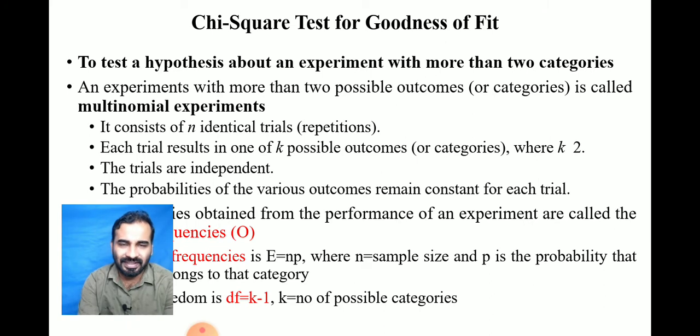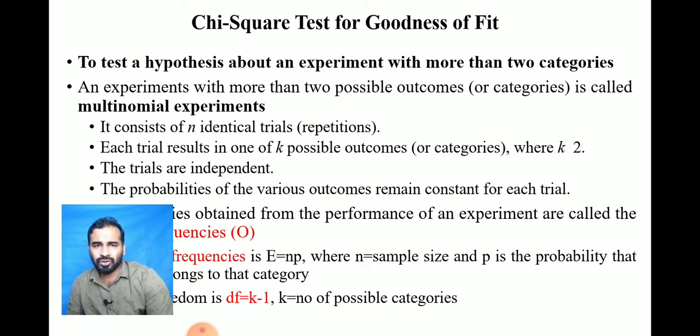Then we discussed the binomial experiment earlier. So here let me tell you what the multinomial experiment is. An experiment with more than two possible outcomes is called a multinomial experiment. So the goodness of fit test always deals with a multinomial experiment.